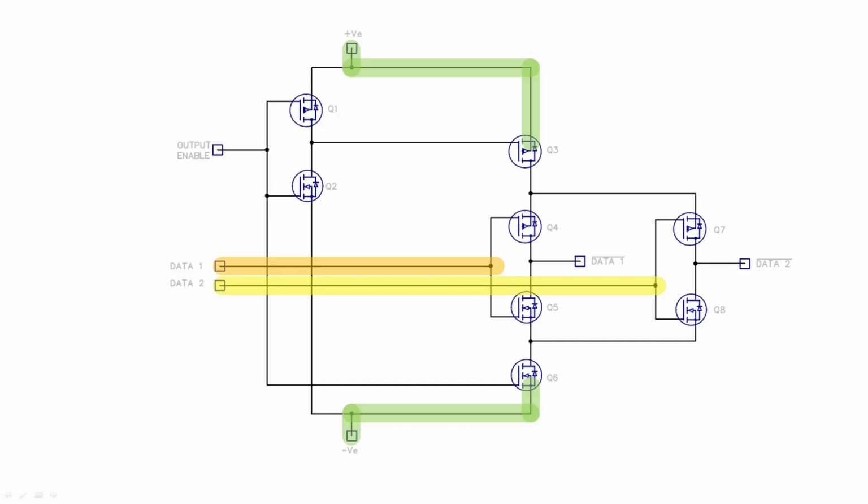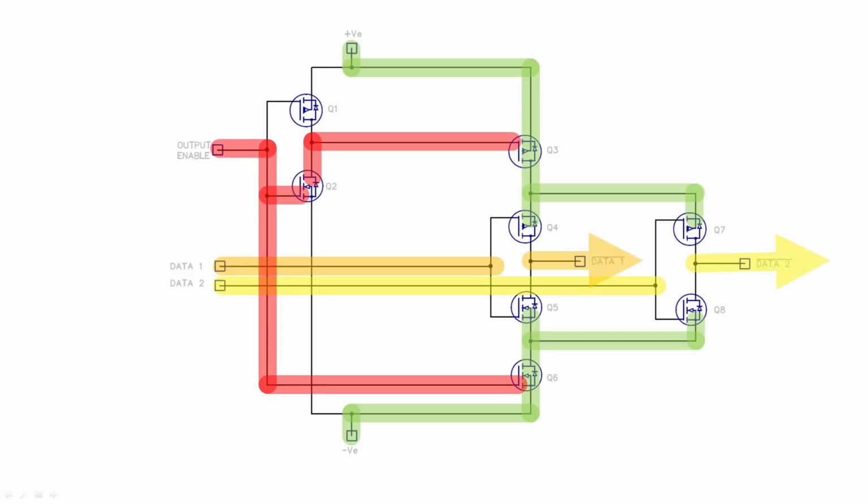Fine. So let's turn the output enables on. Now we've got data 1 and data 2 gets transmitted through because supply is coming through Q3 onto Q4 and Q7, and the negative is coming up through Q6 onto Q5 and Q8. All looks good. We just need 8 of them for 8 bits. Yeah, well, it doesn't quite work out like that. I got caught with this.